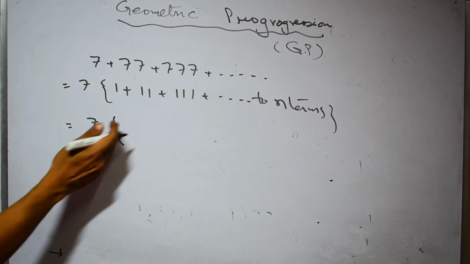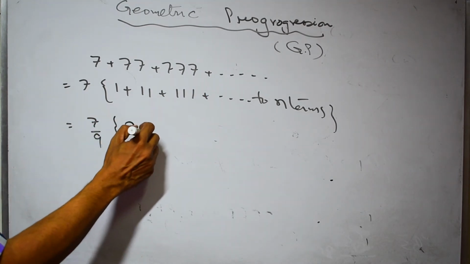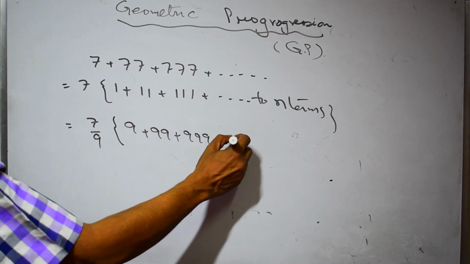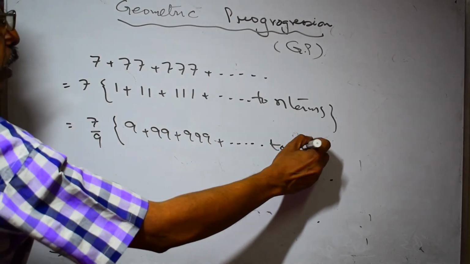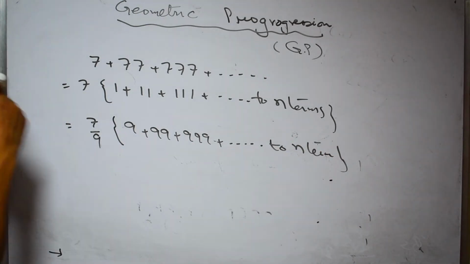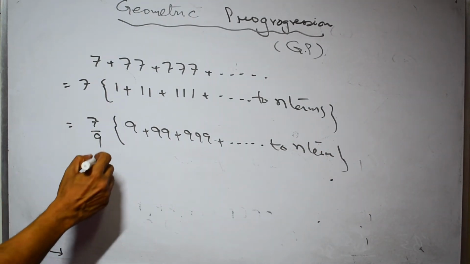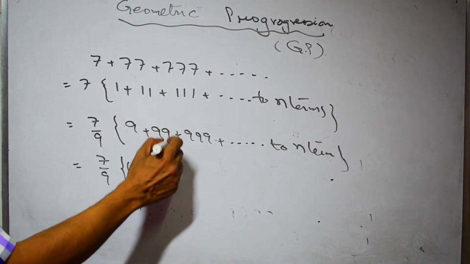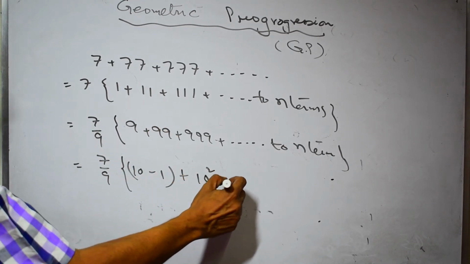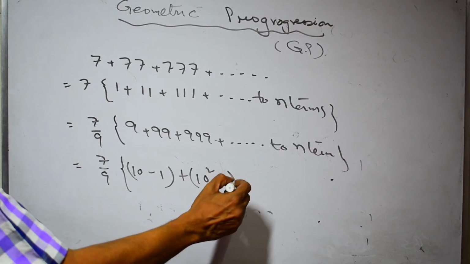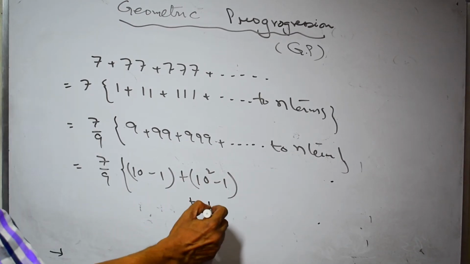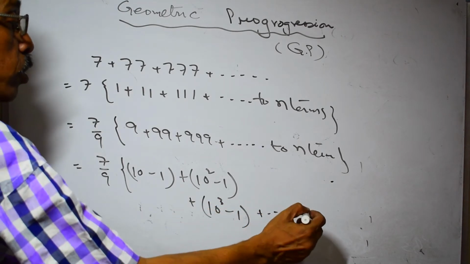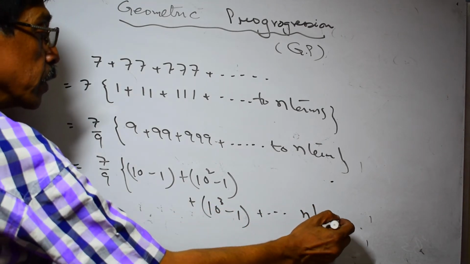That means if I take the 9 from the denominator outside, then it will be 9 plus 99 plus 999 to n terms. Now if you observe, we have one very clear idea: 9 is 10 minus 1, then 99 is 10 square minus 1, then 999 is 10 cube minus 1. So this is continuing up to n terms.